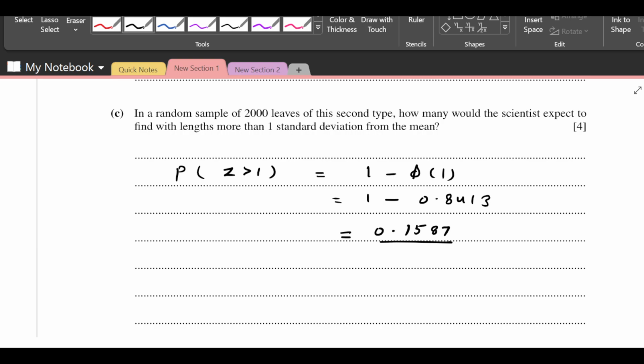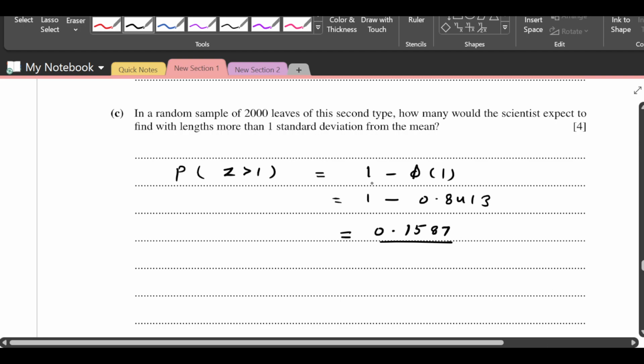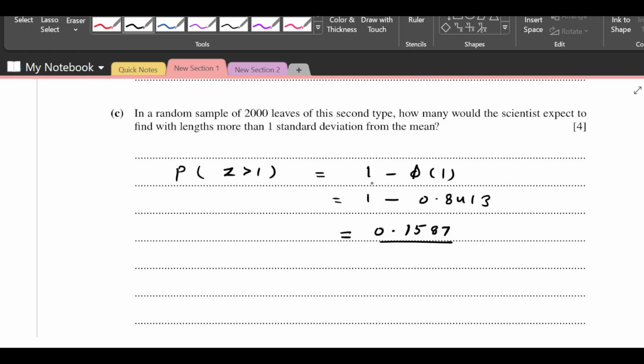Wait, I think we have made one error. In a random sample of 2000 leaves of this type, how many would the scientist expect to find with a length more than one standard deviation from the mean? So it is z greater than 1 or z less than minus 1. The same is going to be the probability of z less than minus 1. So this is also one standard deviation away. This is also 0.1587, right?